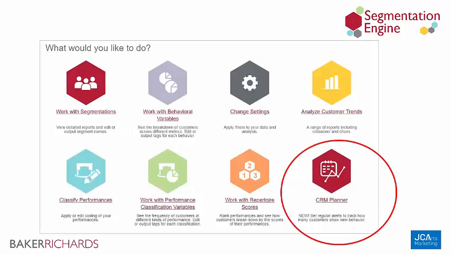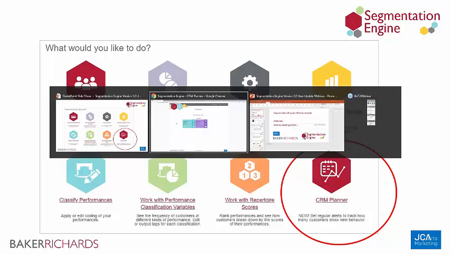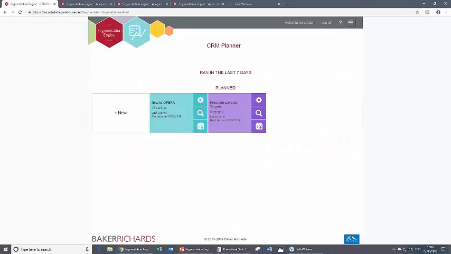You'll find the CRM Planner in the home page of the segmentation engine, and I'm going to jump into mine right now. Now, if you haven't yet set up any alerts, when you land on the CRM Planner, this page will be blank. You will just have the titles ran in the last 7 days and planned. I have already set up a couple of alerts, so these are planned and are going to run, but you will have the new tile.